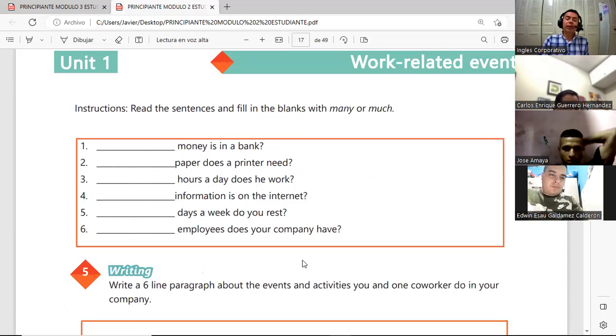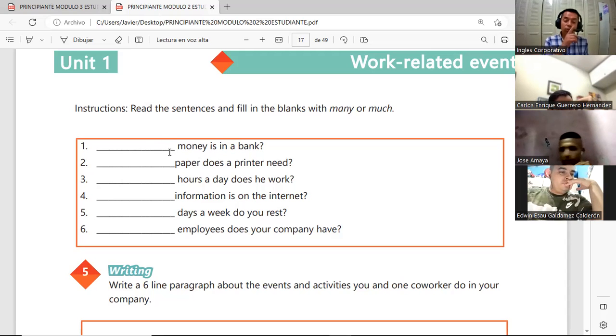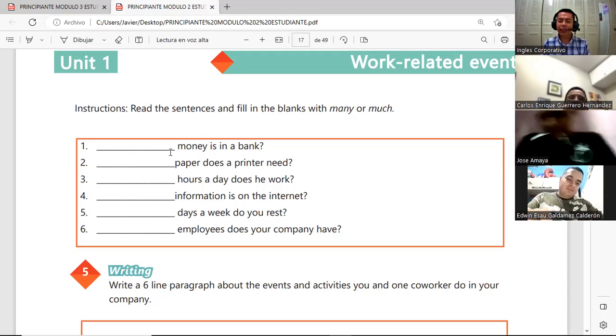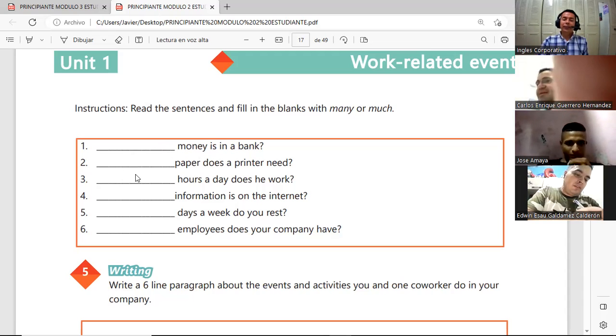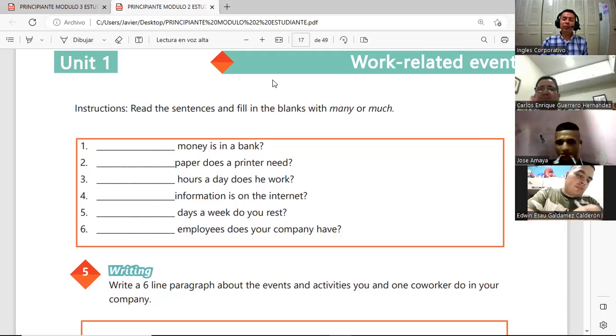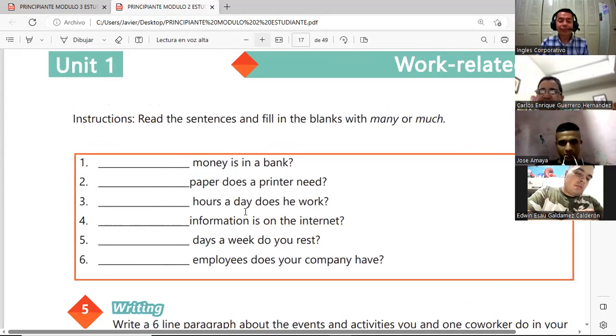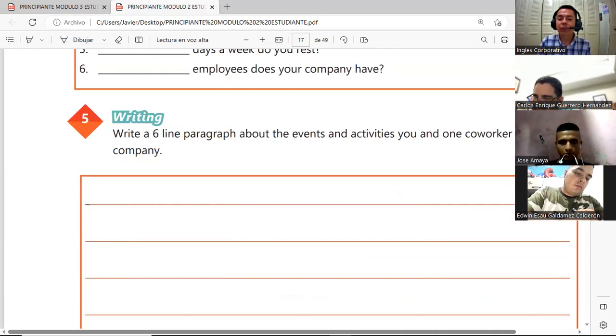Okay, now let's work. Instructions. Read the sentences and fill in the blanks with many or much, right? So, how much money or how many money? How many? No. Yeah, I know the answer, but I will give you 3 minutes, right? Creo que en 3 minutos lo hacen rápido, o dos, 2 minutes, right? Okay, good. Let's work. Vamos a trabajar entonces. 2 minutos.